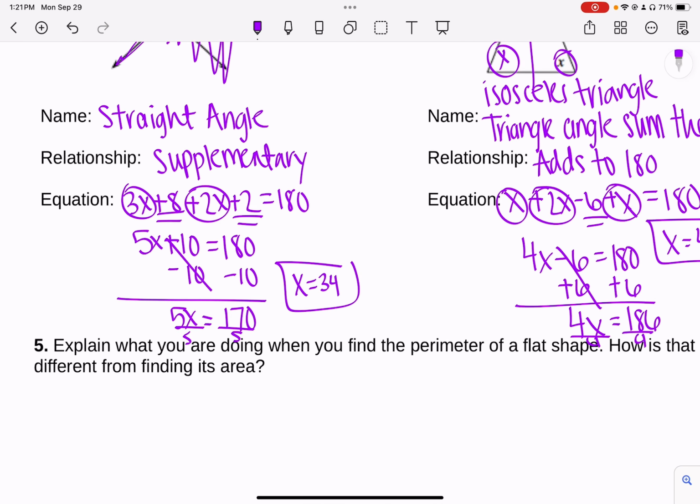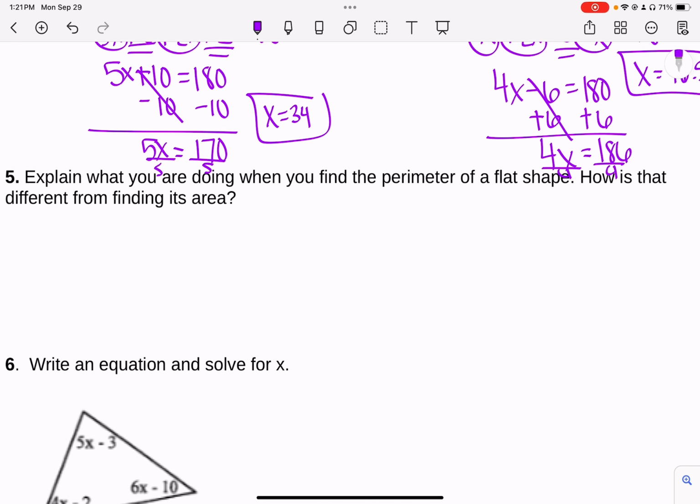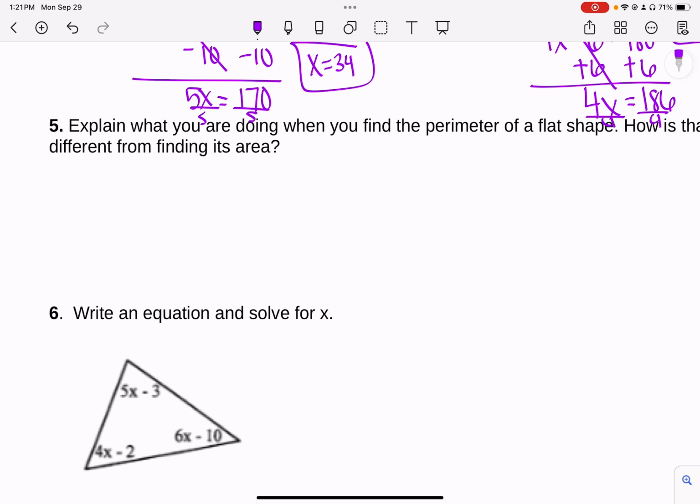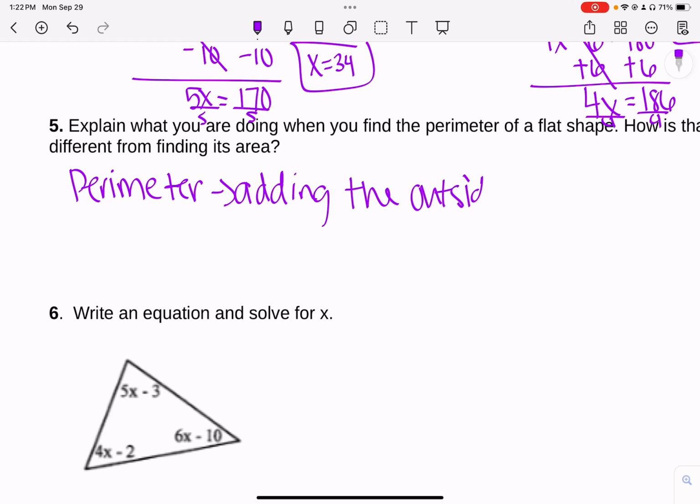All right, so then number 5, it says, explain what you are doing when you find the perimeter of a flat shape. How is that different from finding the area? So that's going to be in your own words how you're describing this. But the main pieces that you need to keep in mind are perimeter includes adding the outside pieces, and then area is the inside. So however you want to explain that, make sure you're putting this in your own words.